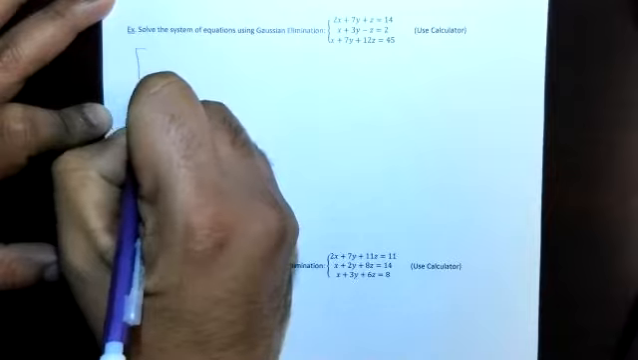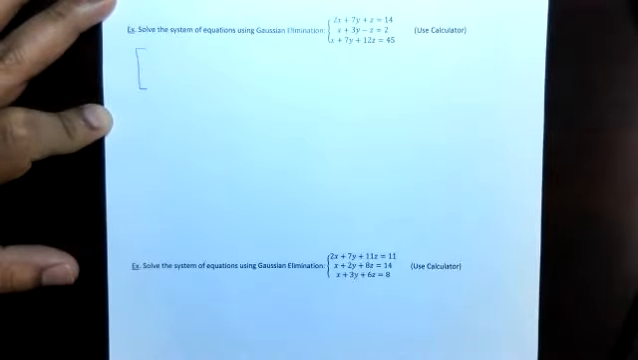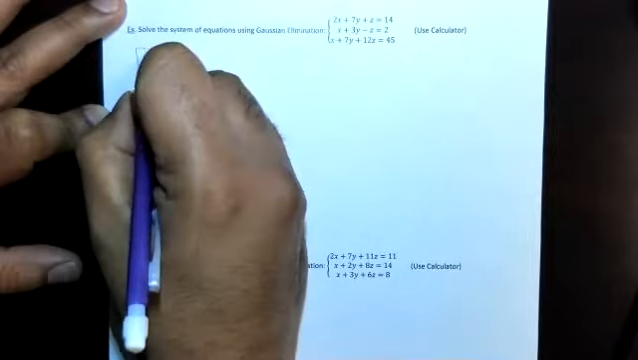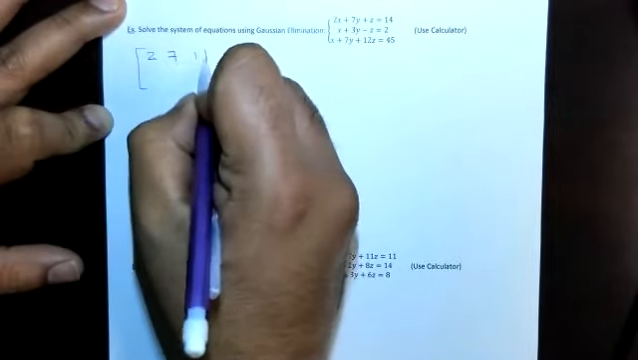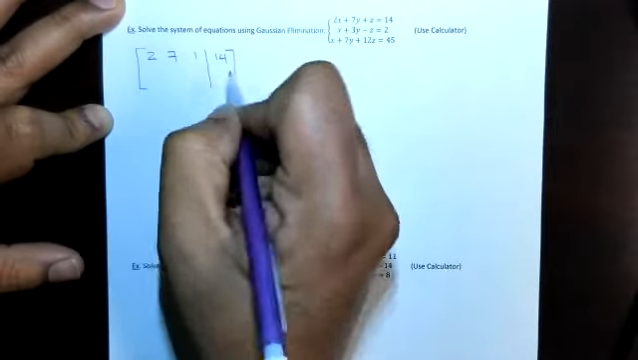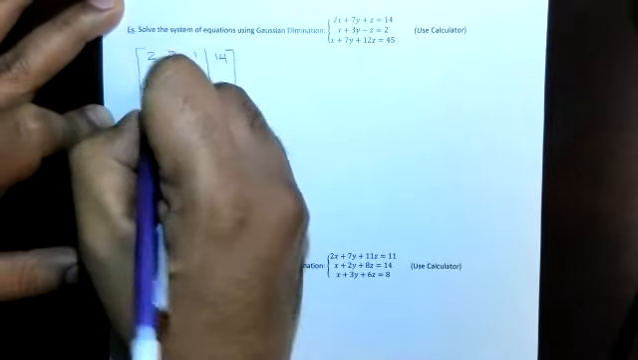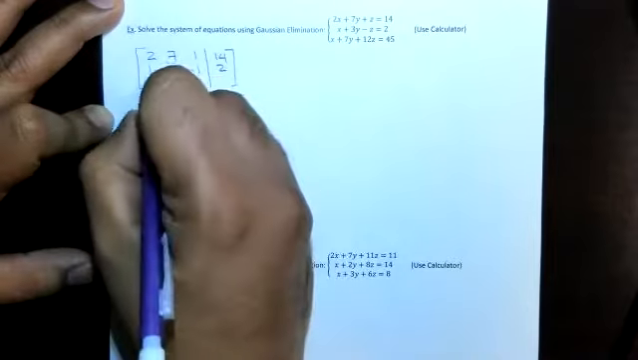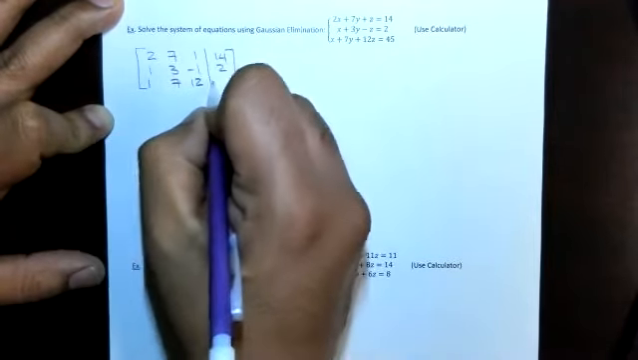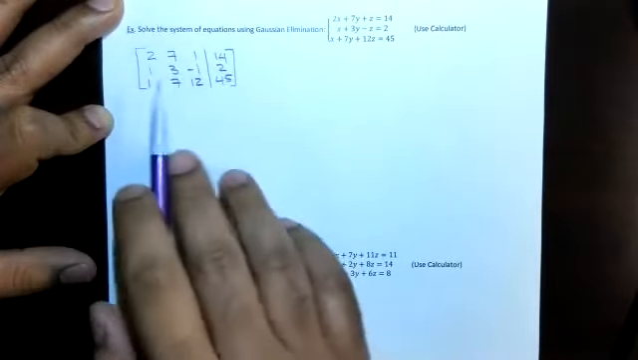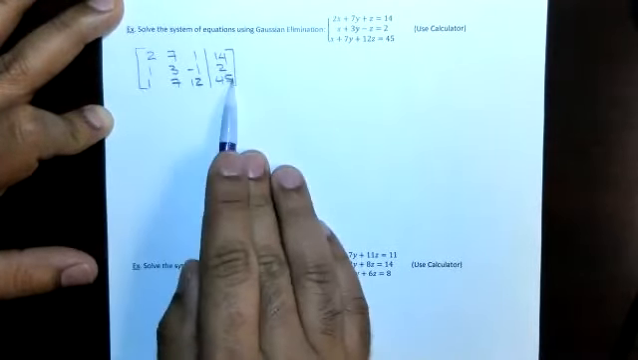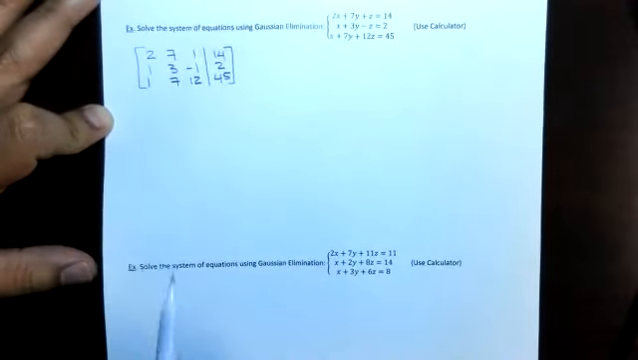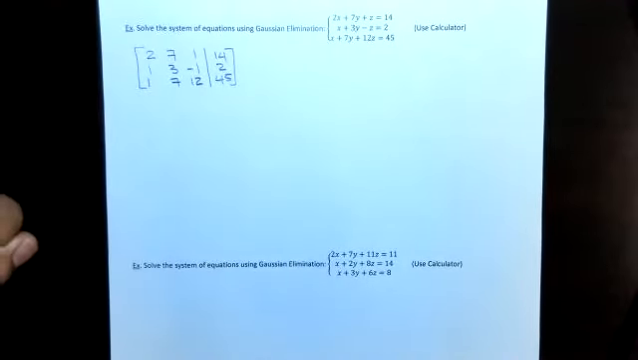Our augmented matrix will have 3 rows since we have 3 equations. The entries in the first row will be 2, 7, 1, 14. The entries in the second row would be 1, 3, -1, 2. And the entries in the third row will be 1, 7, 12, 45. The order is x, y, z, and then whatever number you have on the other side of your equal sign. What we need to do now is convert this matrix into row echelon form, and we're going to do this on our calculator.